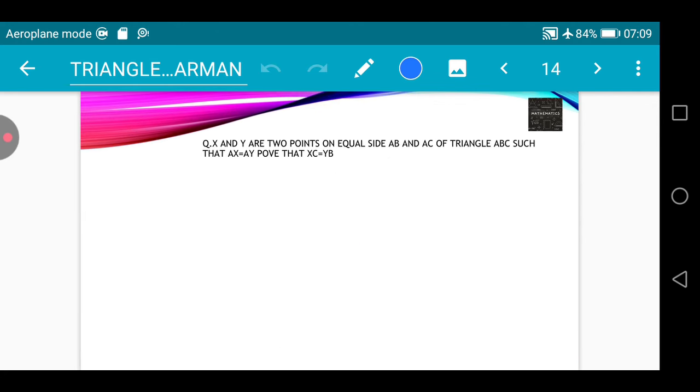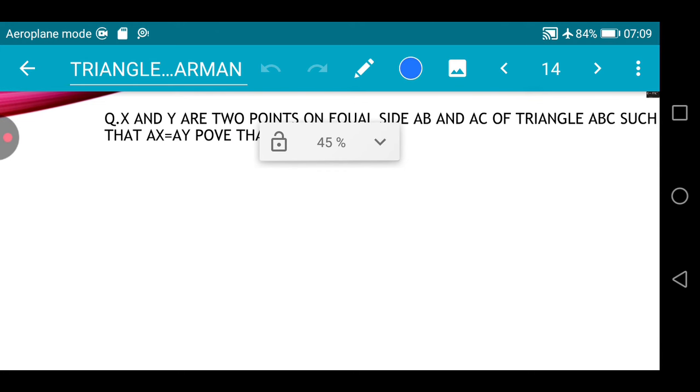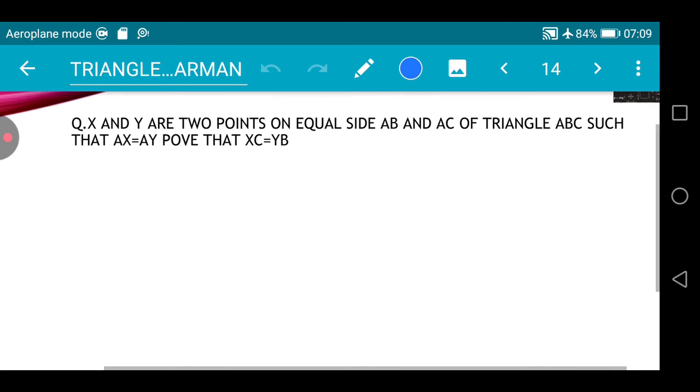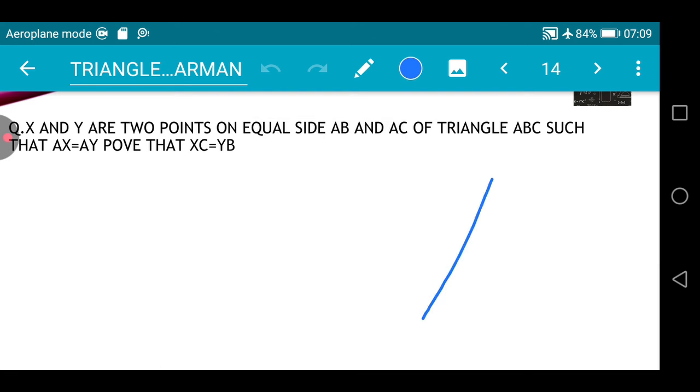Next question. What we are given: X and Y are two points on the equal sides AB and AC of triangle ABC such that AX equal to AY. Prove that XC equal to YB. Okay, this is a triangle. I am making the triangle now.